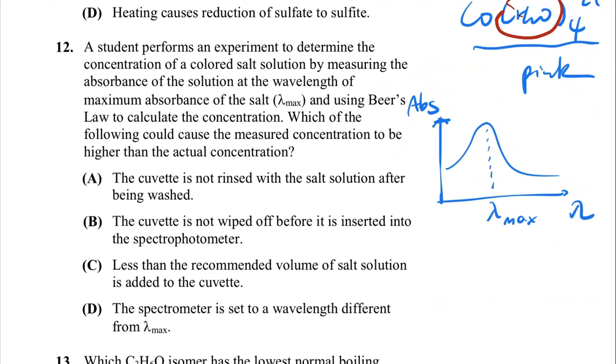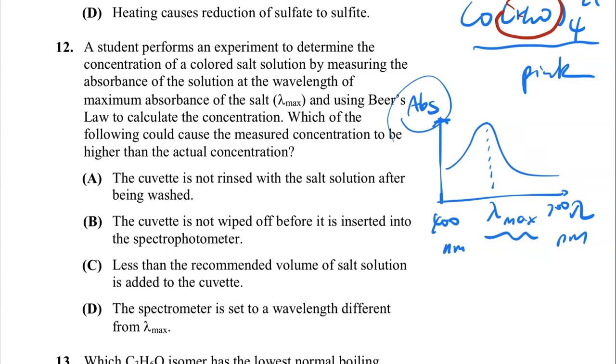What I drew here is a typical absorption spectrum, right? The x-axis is the wavelength, typically from 400 nanometers to 700 nanometers because this is the visible range. The y-axis is the absorbance, the ABS, right? Now we choose the lambda max, which is the maximum absorbance, and then we use Beer's law.